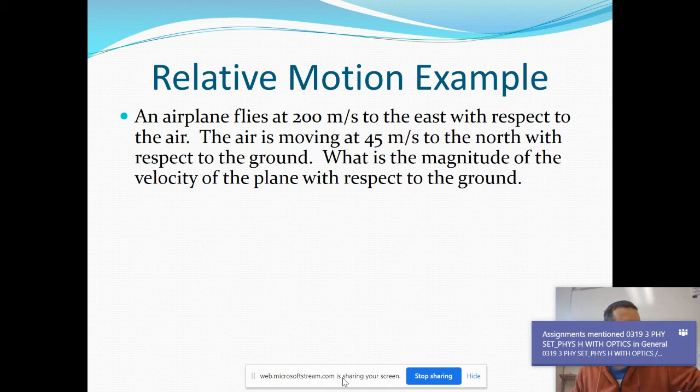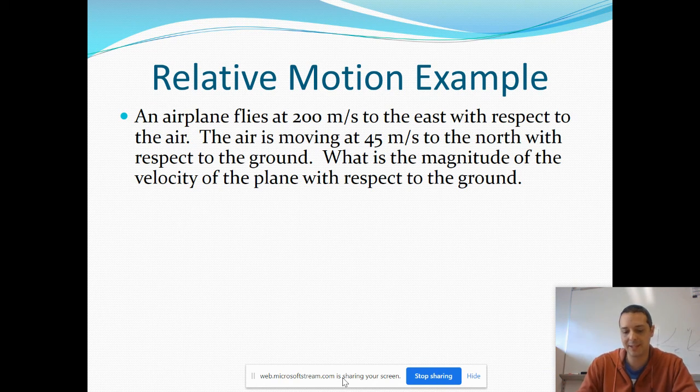Oh, one note. If you're looking at this in your notes, it says 200 meters per second east and 10 meters per second north. I want you just to make a change and change that 10 meters per second north to 45 meters per second north in your notes so we can go through this example.